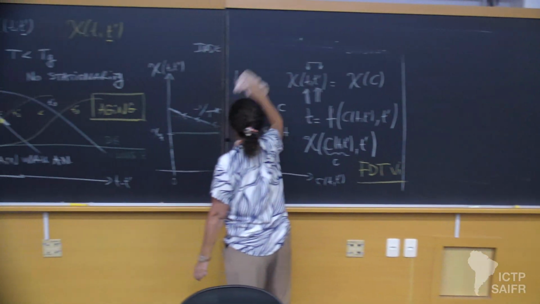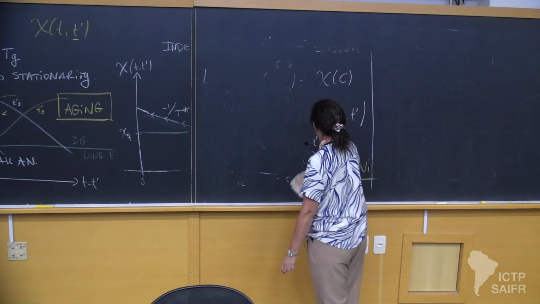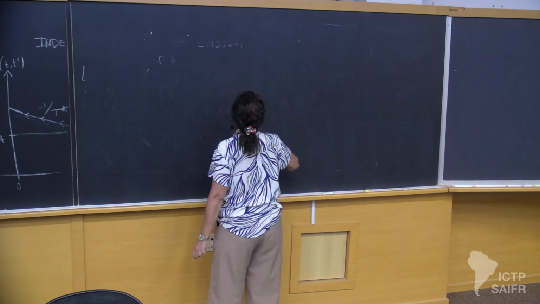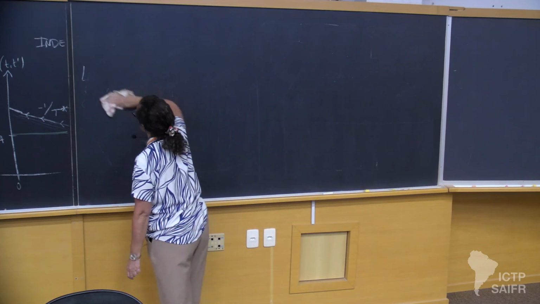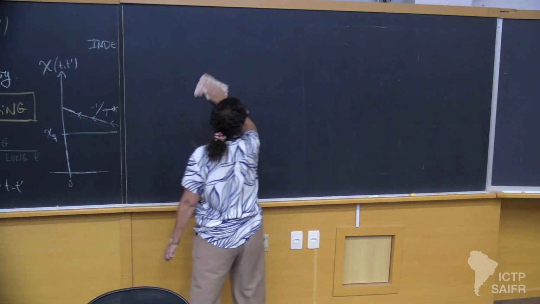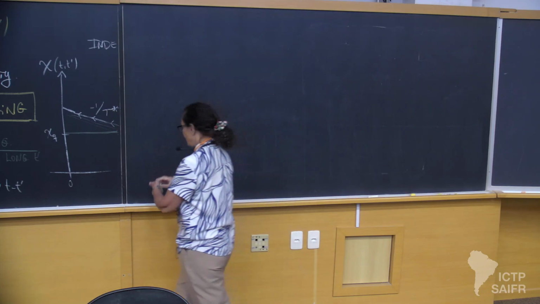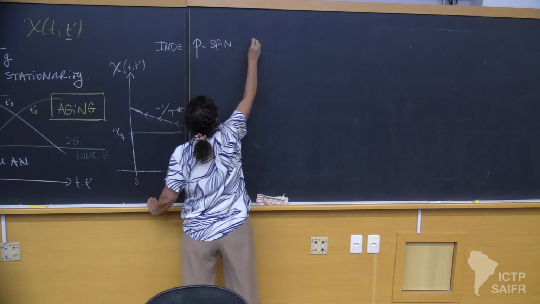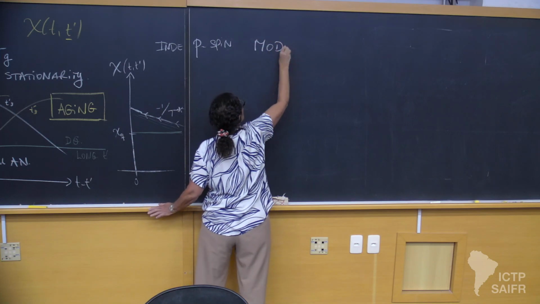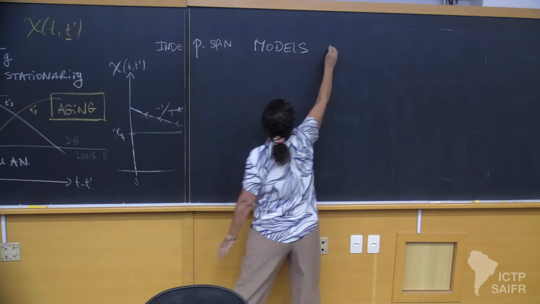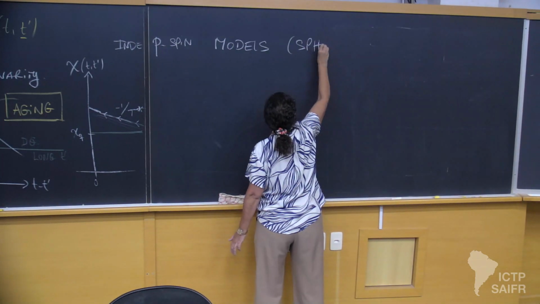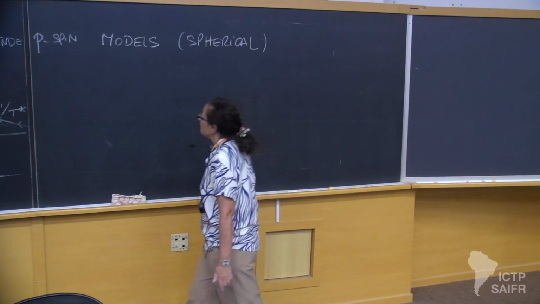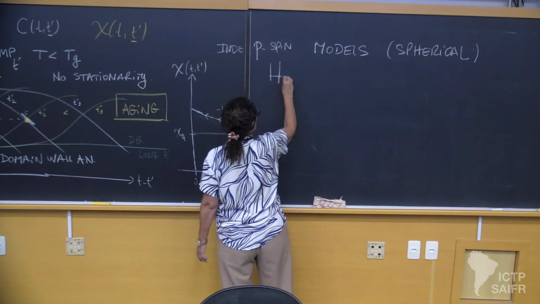So this is the family of models which are called p-spin models, in the spherical version of them. So imagine that you have a Hamiltonian. Take a Hamiltonian.